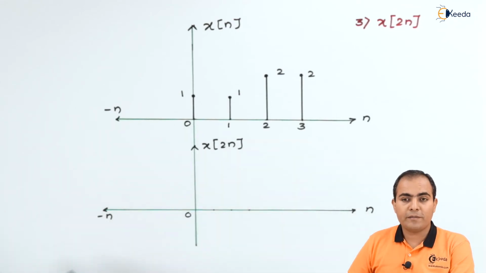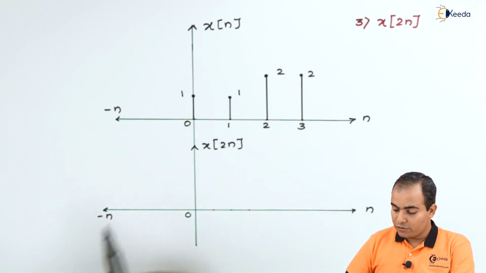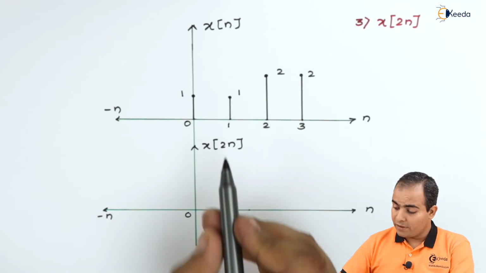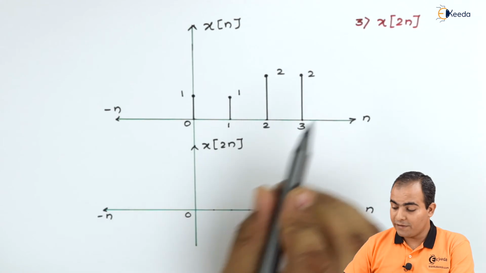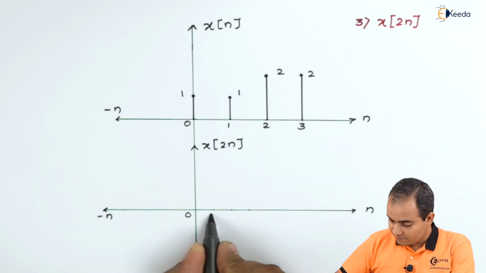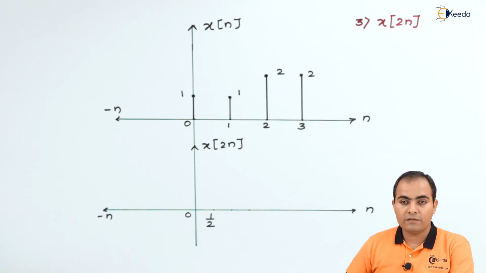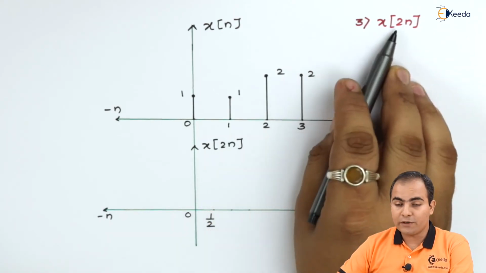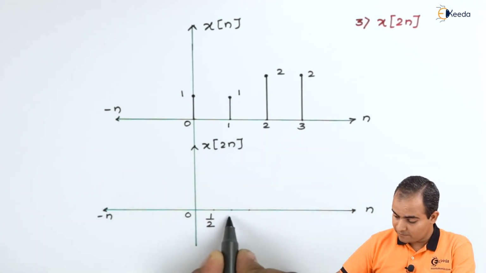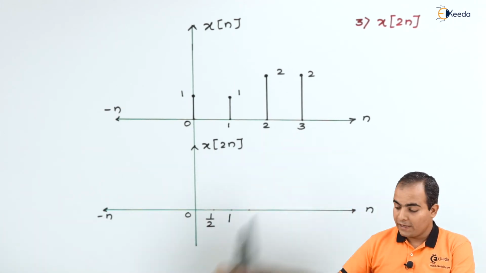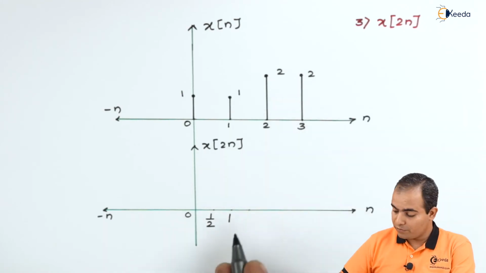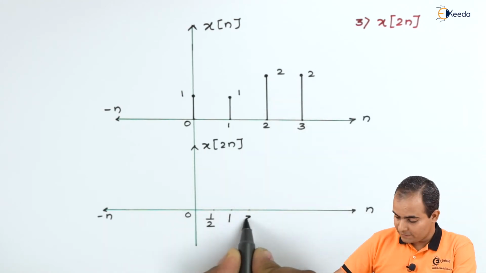So 0 is divided by 2, answer is 0. So this sample is available at the origin. Now this 1 is divided by 2. So this 1 is now available at half. This 2 is divided by 2. So 2 gets cancelled. So the new location of this 2 is 1. And this 3 is divided by 2. So answer is 3 by 2. So its new location is 3 by 2.